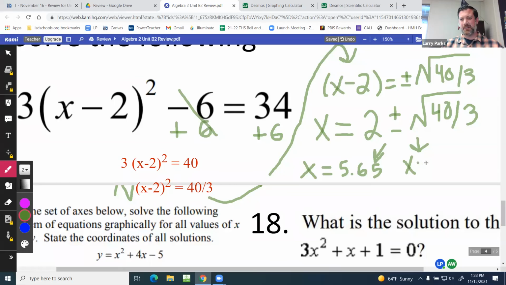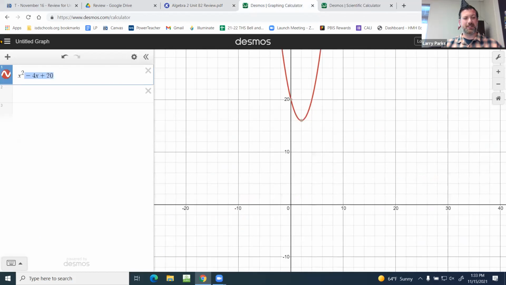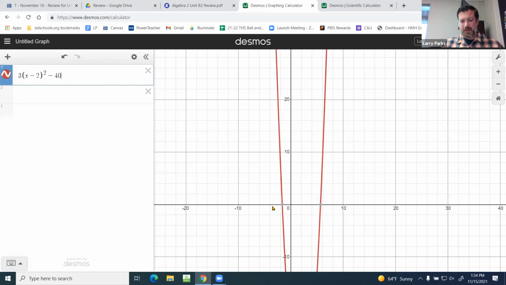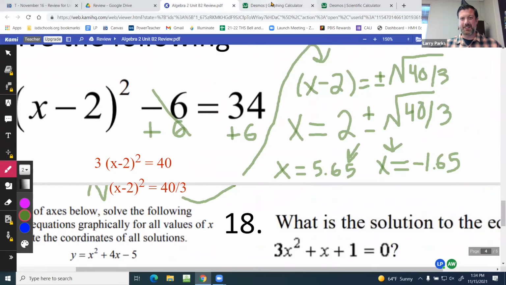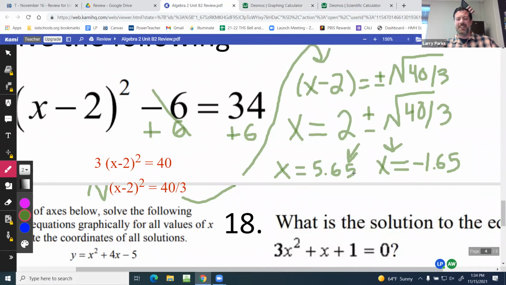Now looking at that, I'm like, you know what? I could have just typed that into a graphing calculator had I wanted to. What I could have done is at the very beginning, just subtracted 34. So if I minus 34, that becomes a minus 40. So if I type in 3 times x minus 2 squared minus 40, watch this. Look, negative 1.651, negative 1.65, and then here 5.651, 5.65. So I could have just got the answer by graphing.